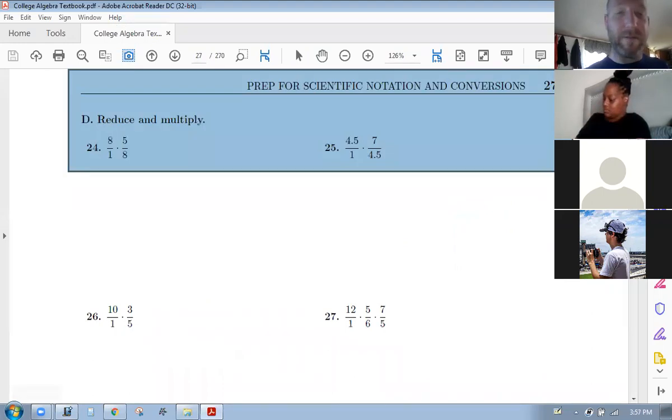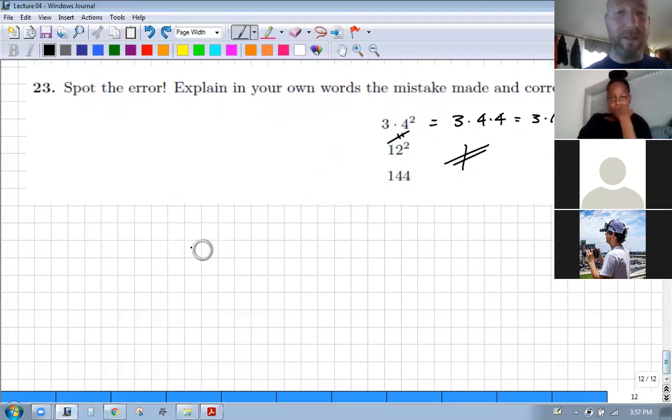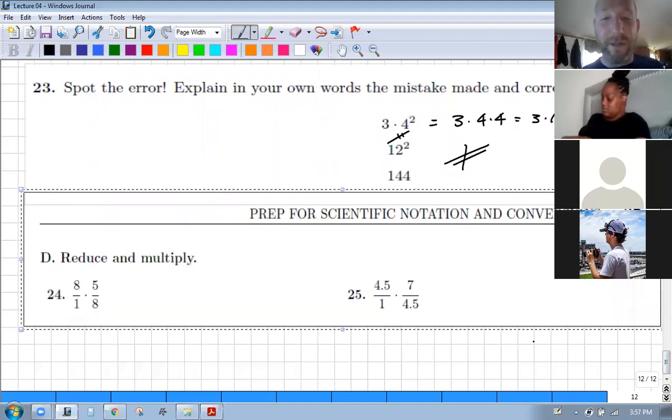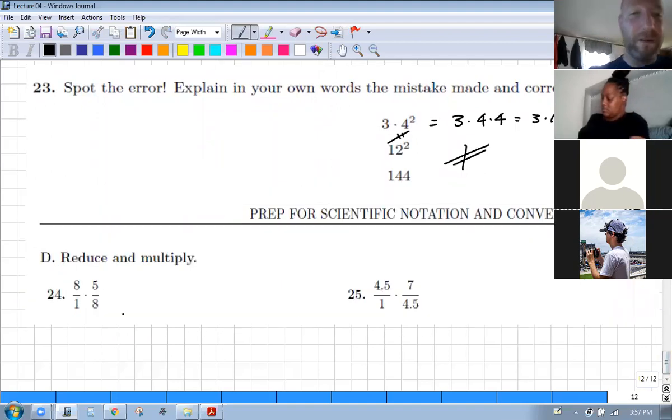And then they throw in some simple fractions for some reason here. Sometimes I wonder about the order people do things in. So for 24, the 8's cancel and we're left with 5, right? 25, the 4.5's cancel and we're left with 7.